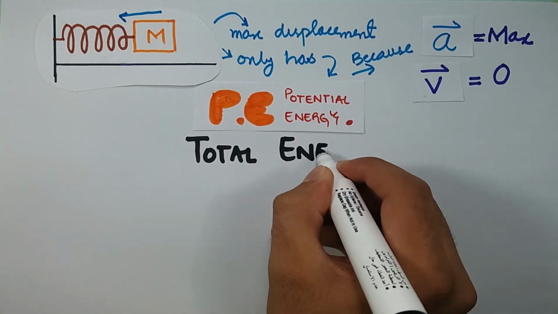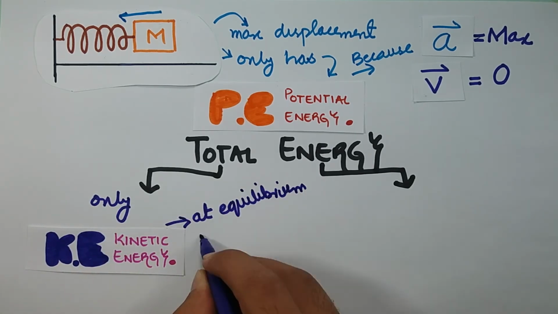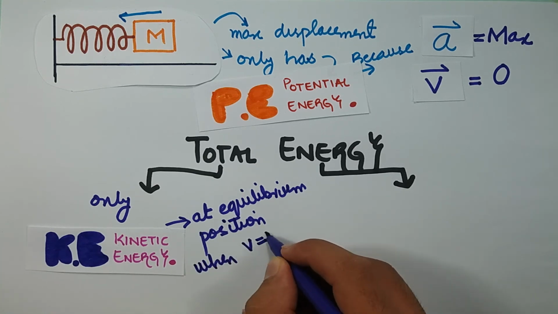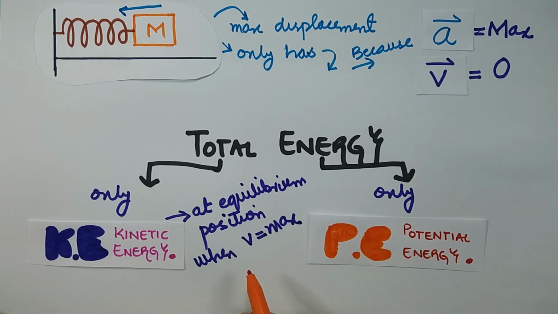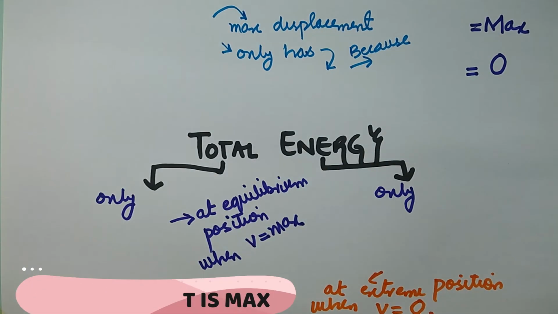To summarize, we can say that the total energy of the system is only kinetic energy when it is at equilibrium position as velocity is maximum, but it's only potential energy when the body is at extreme position where the displacement is maximum.